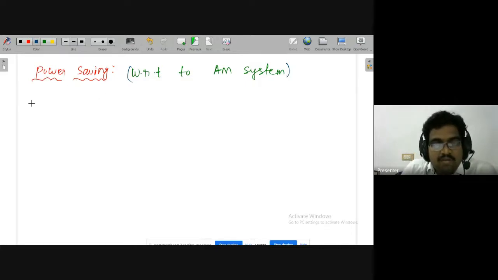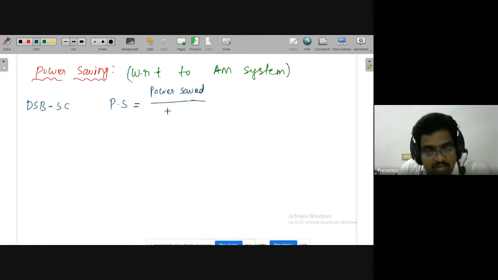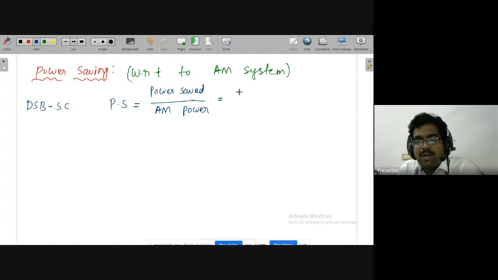So now what is the power saving in DSB scheme? Power saving PS in DSB scheme is equal to the power saved. What is the reference technique? The reference technique is AM technique. What is the power used in the AM? As compared to AM power, now directly we can write the AM total power, that is PC multiplied with 1 plus mu square by 2.